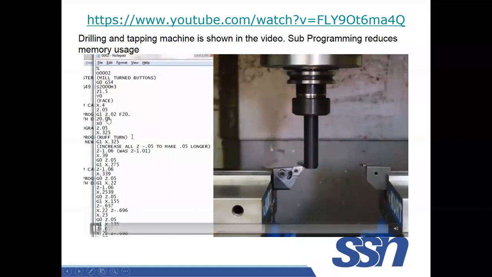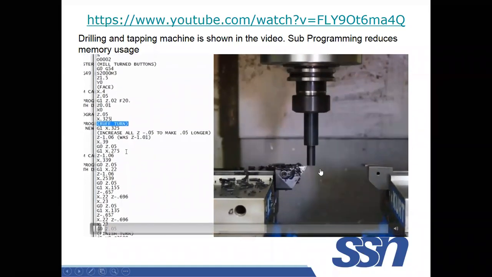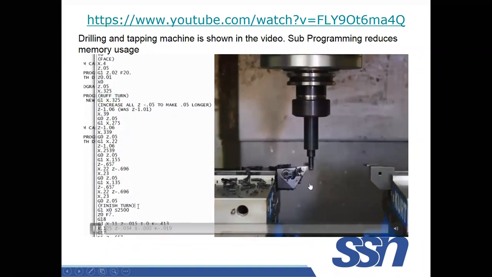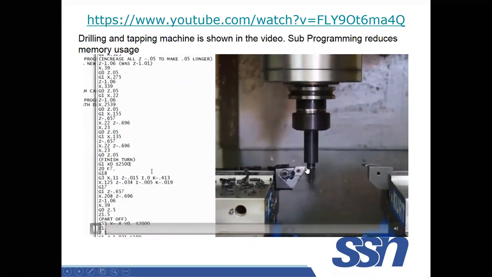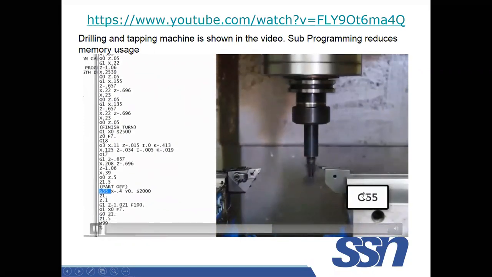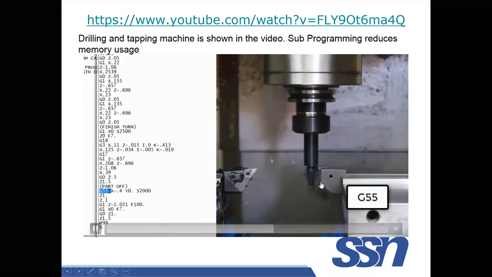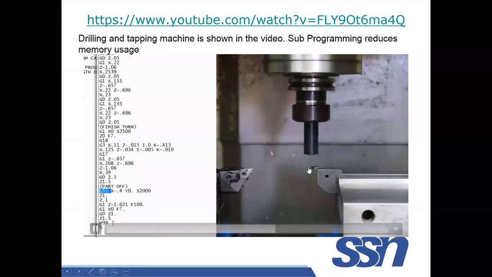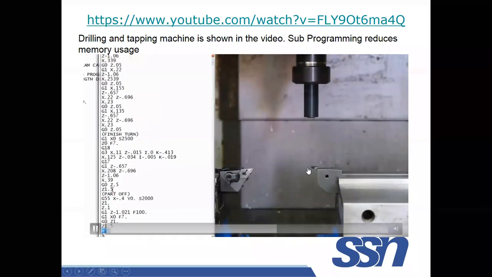Facing is done. This is the facing code. 2 rough cuts and 1 finish cut, trim cut. Once it is over, it has to come in. It is G55. These coordinates are set by G55 so that it will be moving in and the machining is done. The parting off is done.